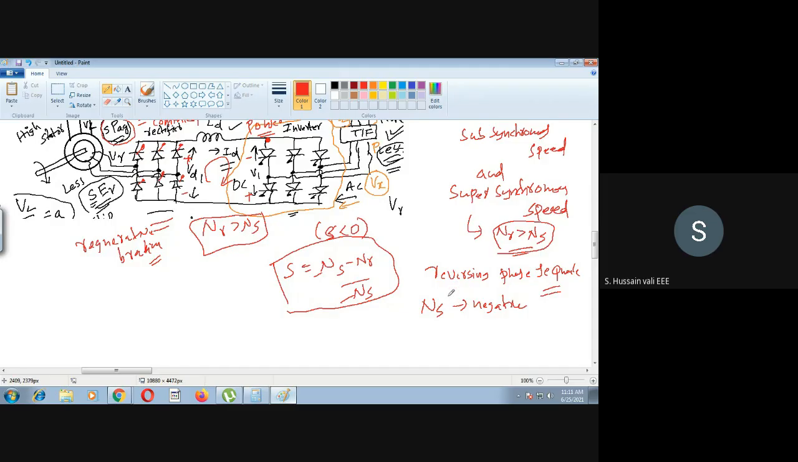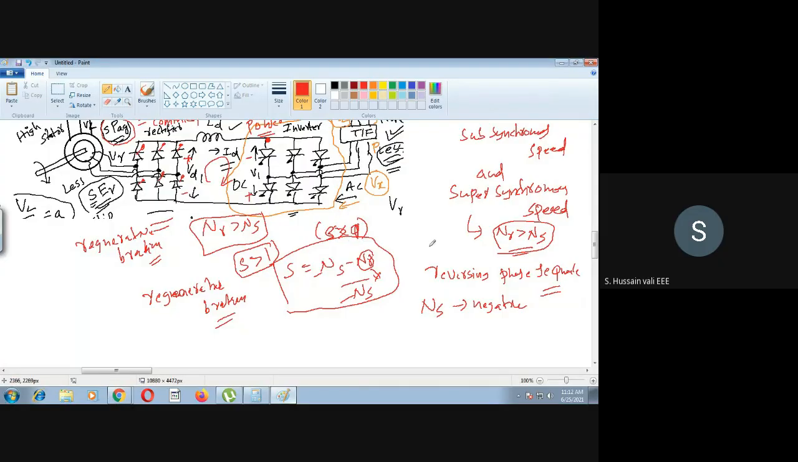So if you do this thing, what will happen now? NR always tries to follow the synchronous speed. If it is following the synchronous speed, then it slows down. If it slows down, you call that regenerative braking. So I think in the braking condition it is S greater than 1. I'm sorry, I think it is S greater than 1. This is the condition you will find out.